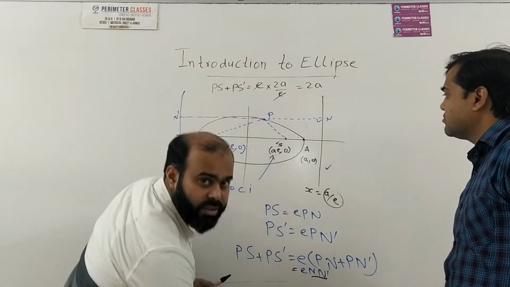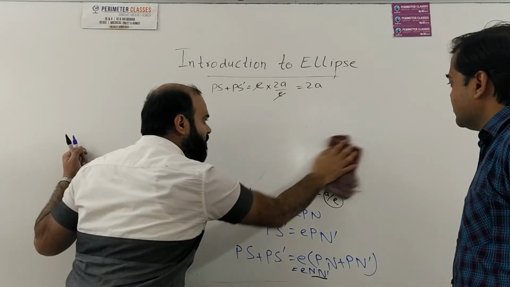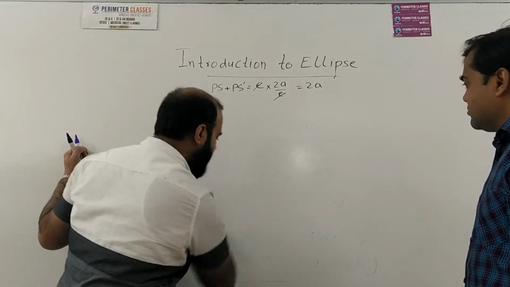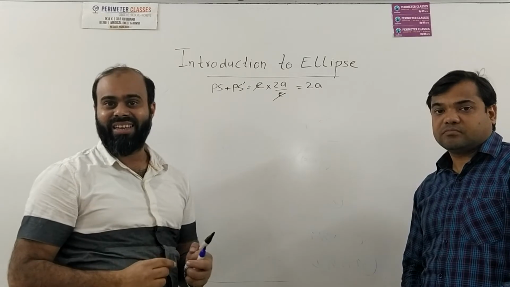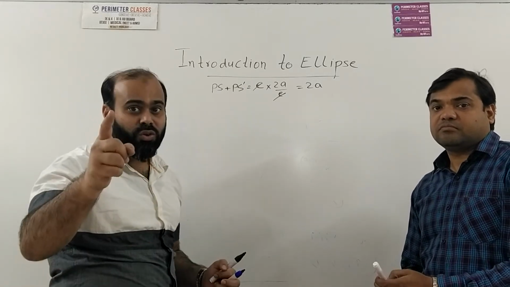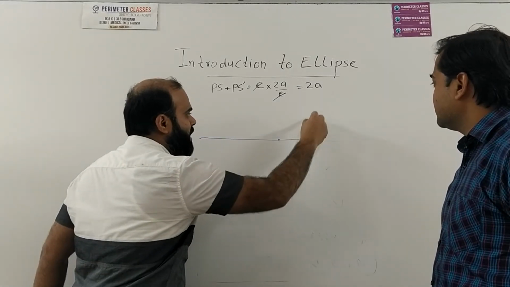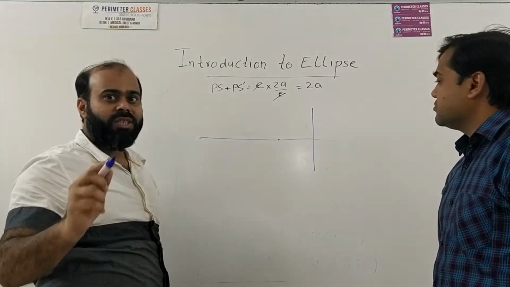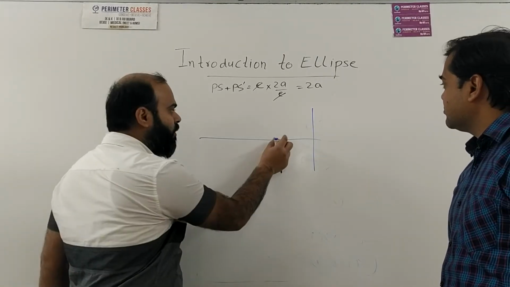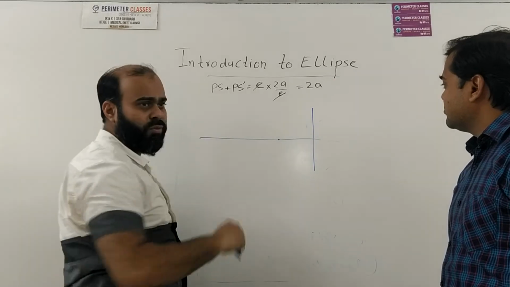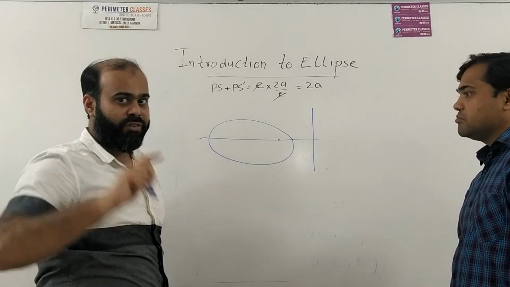So actually there are two ways in which you can define an ellipse. One way, from which we have started, was that we need to know a point and a line. The point is called the focus, the line is called the directrix. So if I take a point and a line, then the ellipse is the locus of a point, the path of a point, such that its distance from this point divided by its distance from this line is always constant and equal to e. This is one definition.